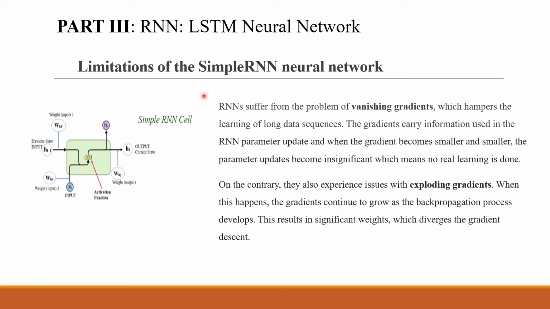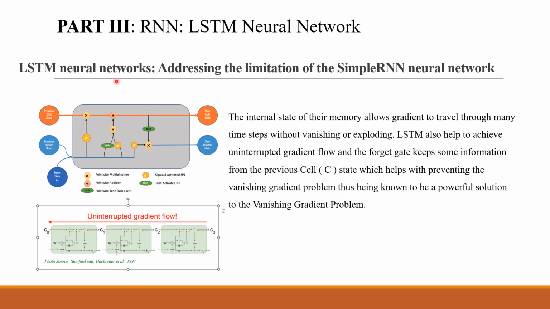Some of the limitations of the simple RNN are the vanishing gradients, which is what they really suffer from, and also the exploding gradients, which is what we have just discussed in the previous slides. So this is what RNNs actually suffer from. LSTM neural networks are the solution to the limitation of a simple RNN. As I have just discussed in the previous slide, we have seen that RNNs suffer from gradient problems.